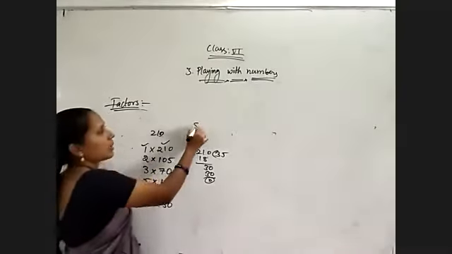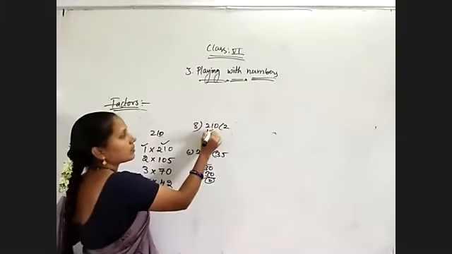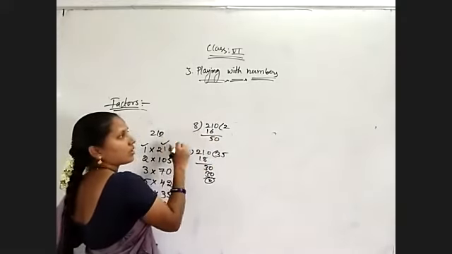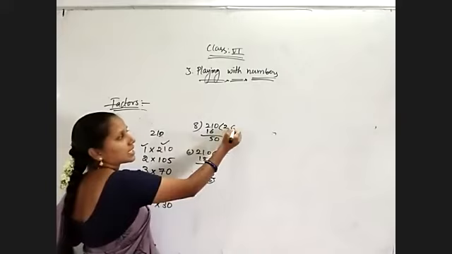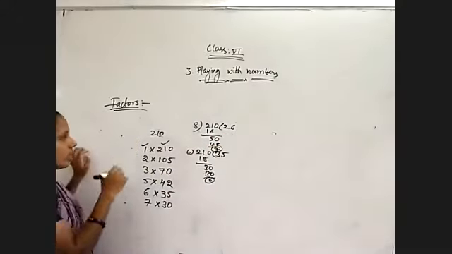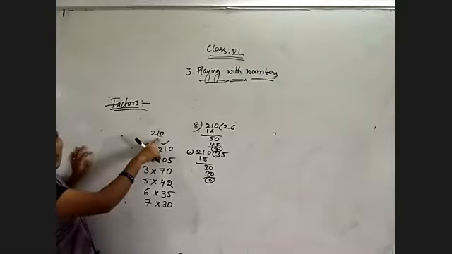And 8, check by normal division, 210. 8 2s are 16. Okay. 21 minus 16 is 5, 50. So 8 6s are 48. Remainder is 2. So it is not divisible by 8. Now coming to 9. 2 plus 1 is equal to 3. So it is not divisible by 9.